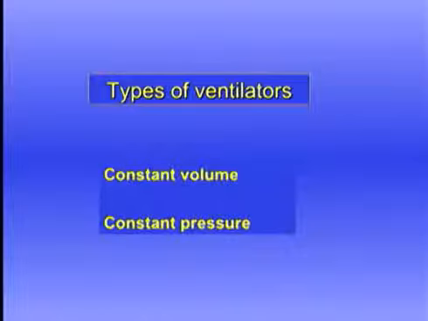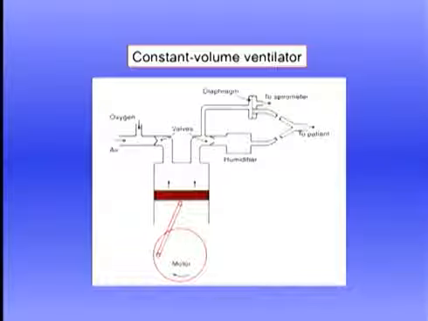Now, there are two types of ventilators that I'm going to be talking about: the constant volume and the constant pressure ventilators. And here's a diagram of a constant volume ventilator here. As the piston is moved up and down, as it moves down, the oxygen or the air, oxygenated air, is brought in, and then as the piston moves up, that valve closes and the gas is transmitted to the patient. And during the inspiratory phase, you've got a device here which allows expiration to go to a spirometer if necessary.